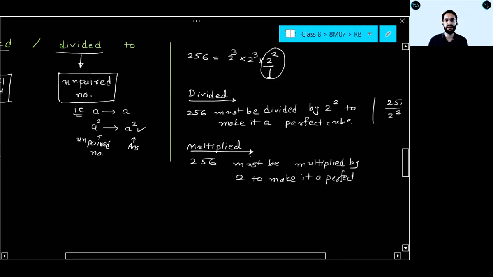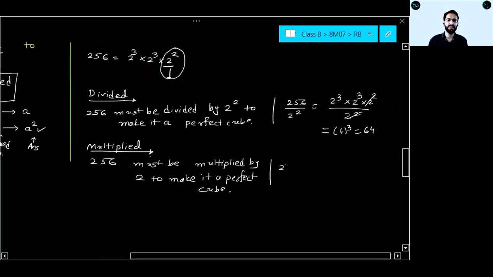Now, if you want to find that perfect cube, how will we find it? 256 into 2 is equal to 2 cube into 2 cube into 2 square into 2. 2 square into 2 is 2 cube. 2 cube into 2 cube into 2 cube. 2 2s are 4, 2 4s are 8 cube. What is 8 cube, students?